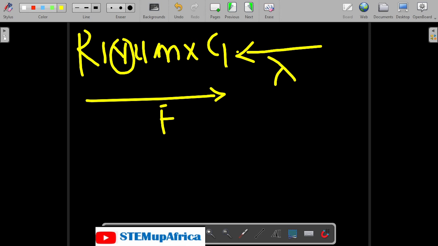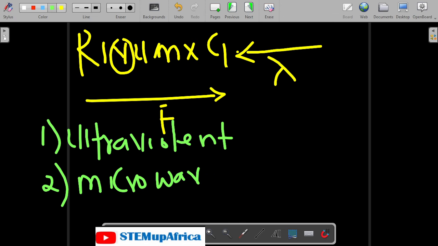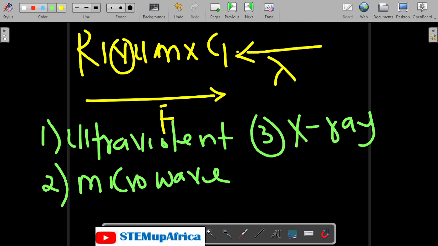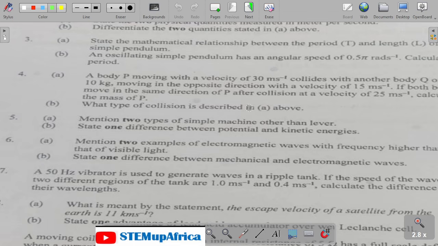Number 1, we have the ultraviolet, which has a higher frequency. Then 2, we have the X-ray, which has a higher frequency. And number 3, we have the gamma ray, which has a higher frequency. So any two can serve. So let's go to number 6b.